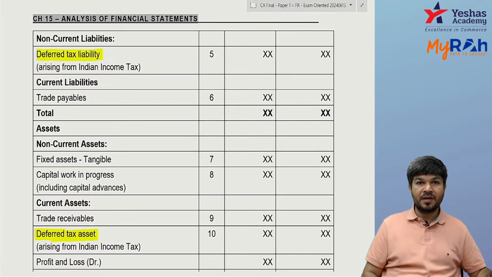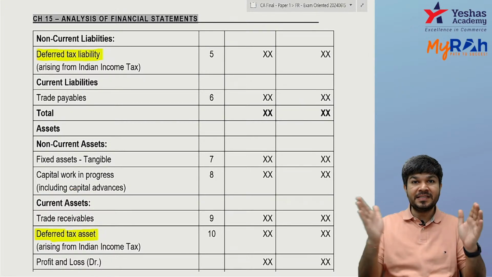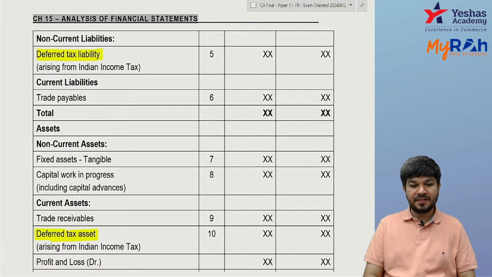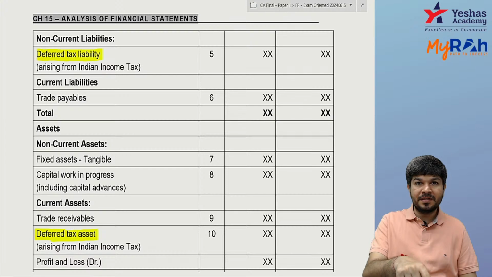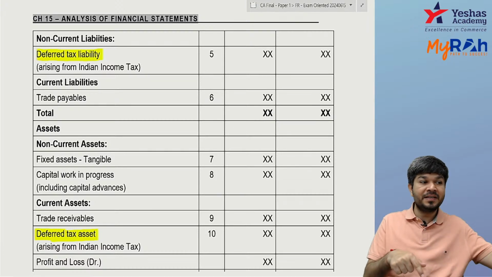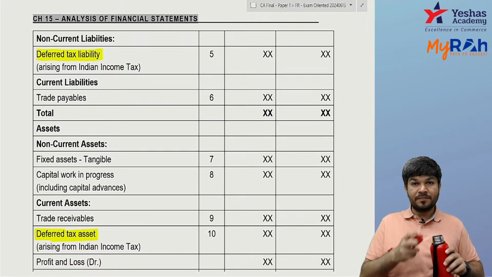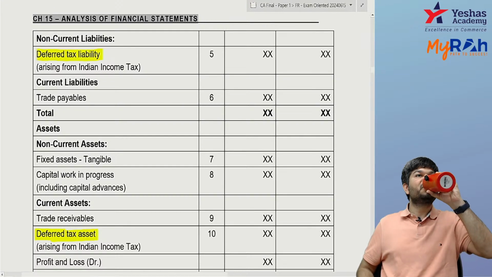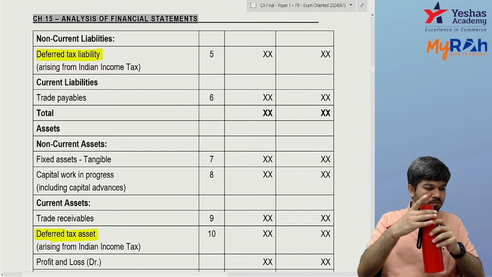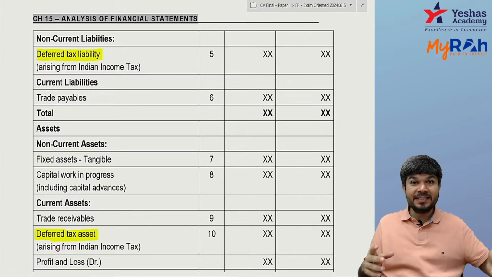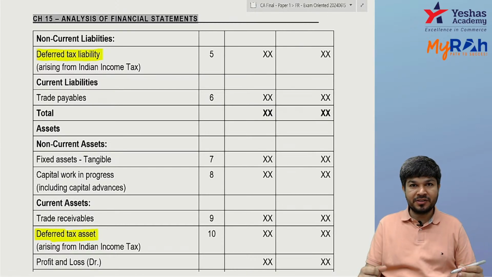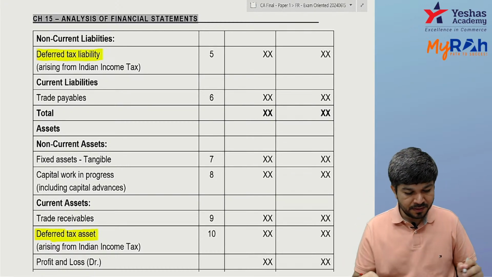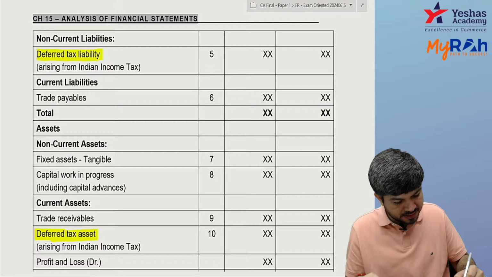And the question: can I offset DTA and DTL and present them net? They've written arising from Indian income tax, here also arising from Indian income tax. So should I offset DTA and DTL and present them net in the balance sheet? Yes. So net DTA or net DTL should appear in the balance sheet, and it should come under non-current liability or non-current asset. So there is a mistake here.